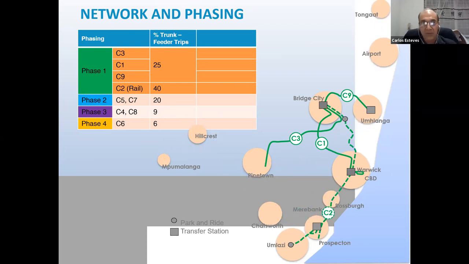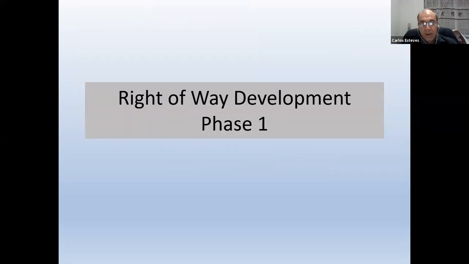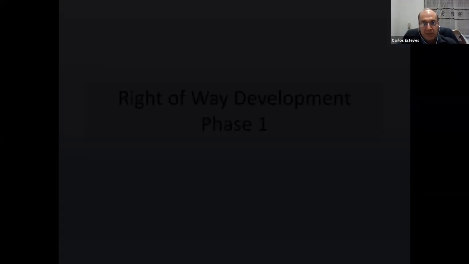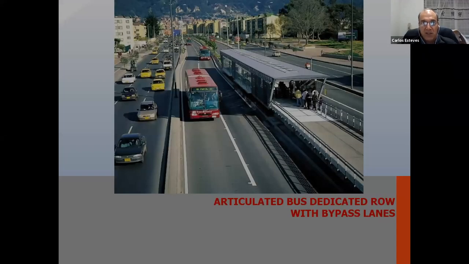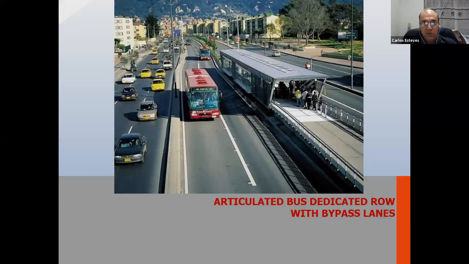So there's the phase 1 that was put on the table to start off with and taken to the National Department of Transport. And just to understand that there was, from the beginning, an intention to integrate between the rail and the road service. So the right of way development, articulated buses on a dedicated right of way. This is one of the South American examples.